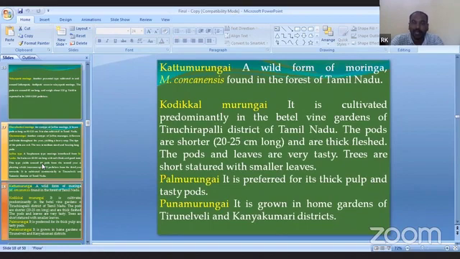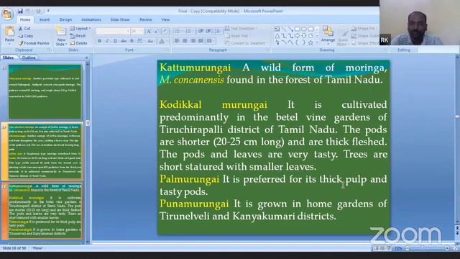This Katu Moringa, a wild one, we already discussed, is a wild Moringa. You see, the Moringa name is Moringa Ponoponensis. That is a botanical name. It is found in the forests of Tamil Nadu. Okay, Cortical Moringa, like that.